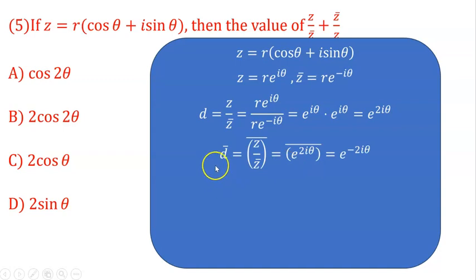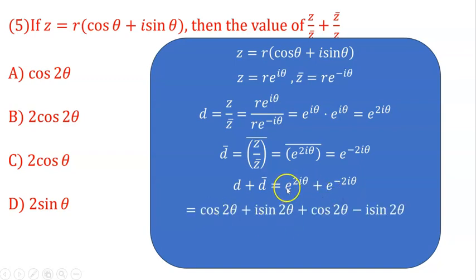This is z upon z bar. Next, its conjugate, z bar upon z, is nothing but e raised to minus 2i theta. Now the addition, z upon z bar plus z bar upon z, is equal to e raised to 2i theta plus e raised to minus 2i theta. And now we can write e raised to 2i theta in this form: cos of 2 theta plus i sin of 2 theta, plus cos of 2 theta minus i sin of 2 theta.